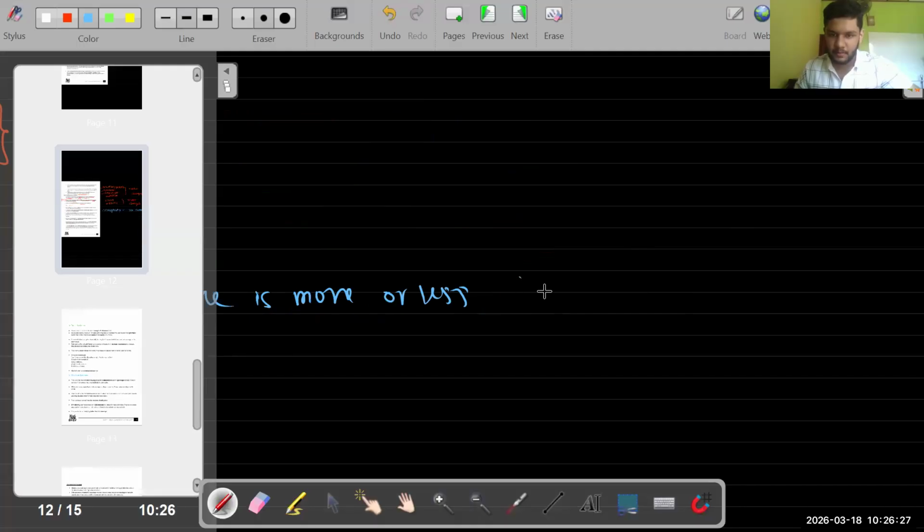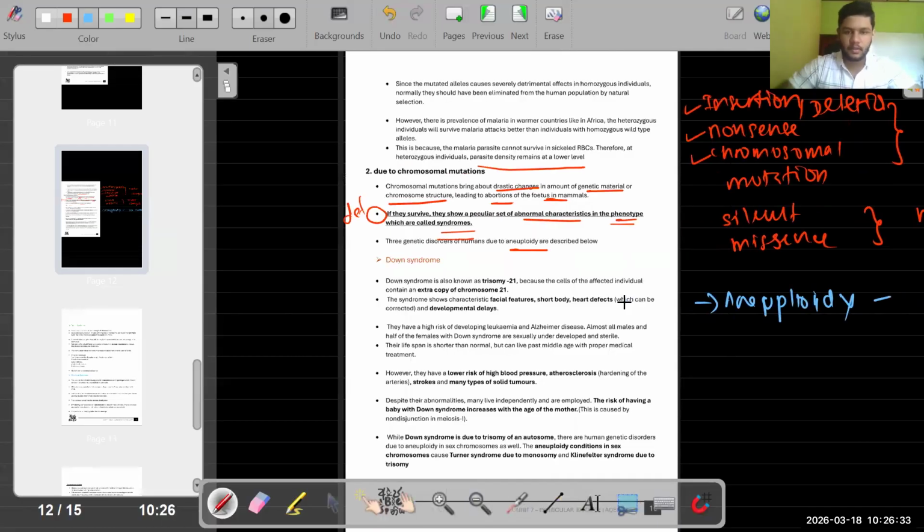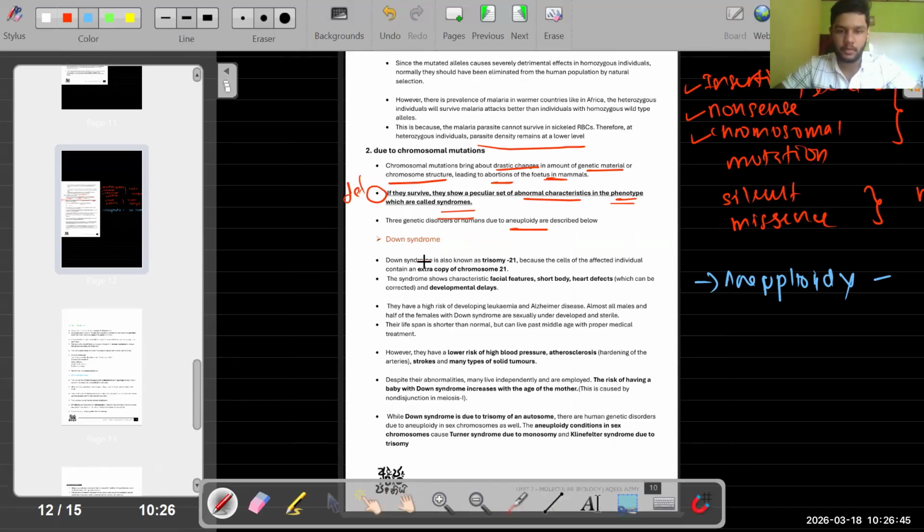Simply, what is the condition? Plus one or minus one, that is the condition, right? Okay. Down syndrome. So they're saying these three genetic disorders are related to aneuploidy condition. They have one chromosome more or one chromosome less, right? Okay. The first disorder we are coming across is Down syndrome.